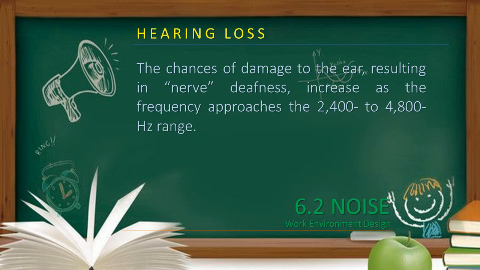The chances of damage to the ear resulting in nerve deafness increase as the frequency approaches the 2,400 to 4,800 hertz range. So technically, if the cycles per second or hertz are very high, it can damage a person's hearing. The loss of hearing is a result of the loss of receptors in the inner ear, which then fail to transmit the sound waves further to the brain.